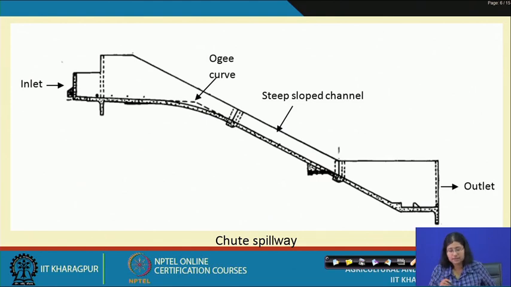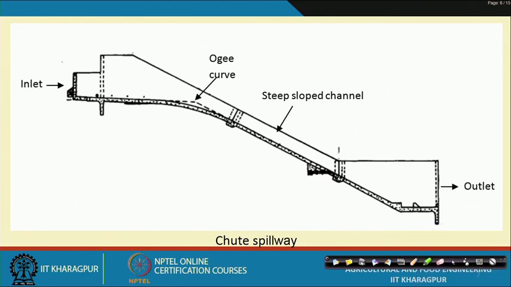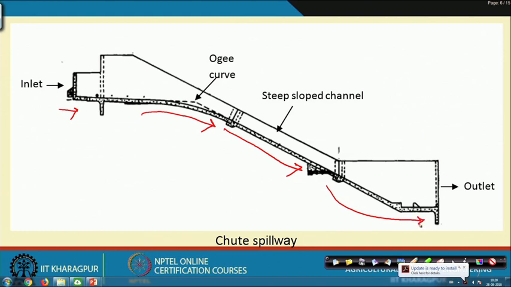So, here a sample chute spillway is shown. This is the inlet of the spillway, and here an Ogee curve is placed, and this is the steep slope channel, and this again flows to an outlet. So, this is the way a chute spillway looks.